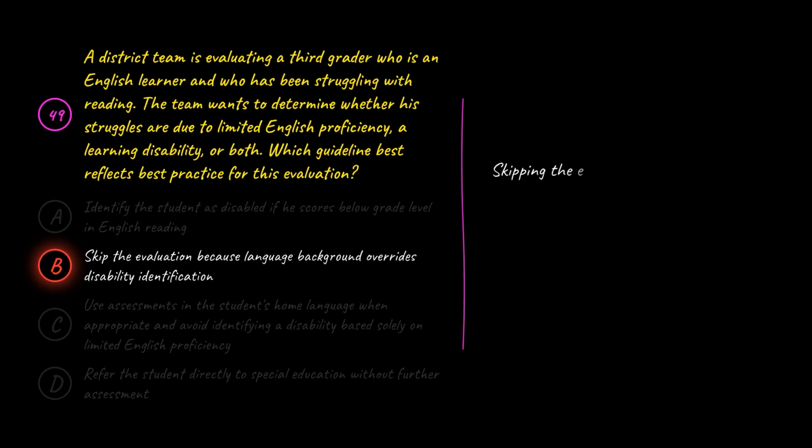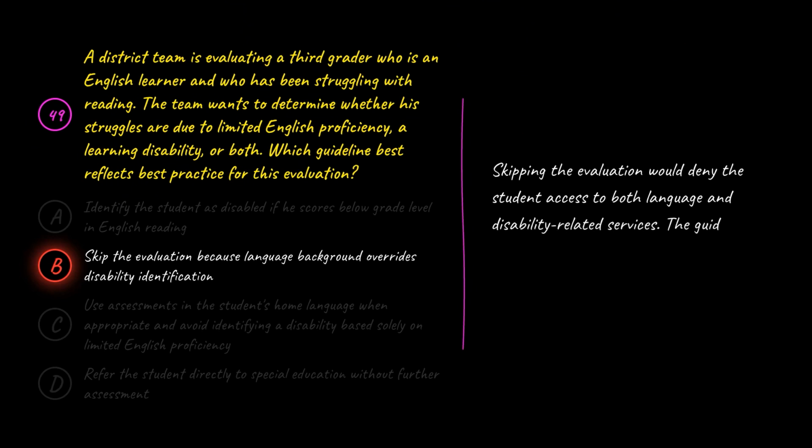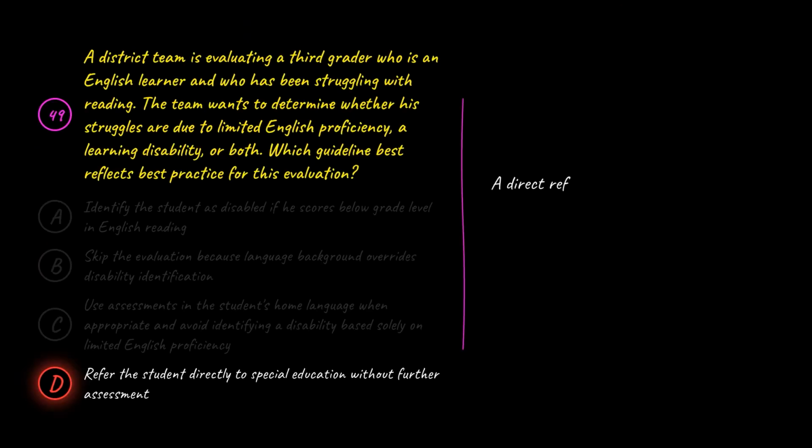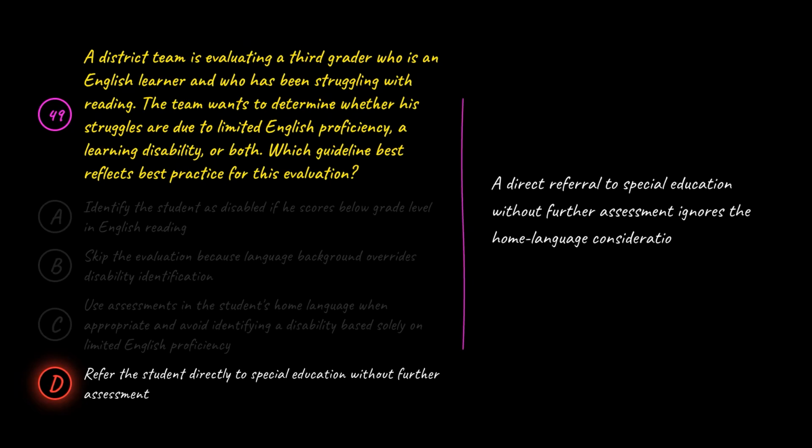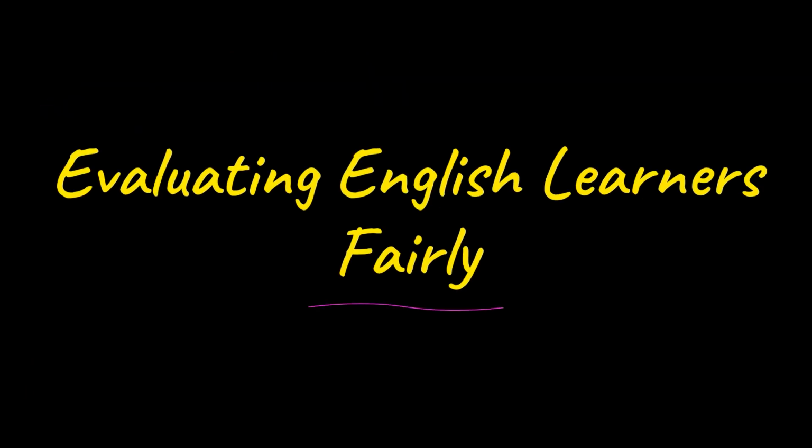B is wrong because skipping the evaluation would deny the student access to both language and disability-related services. The guideline calls for careful, language-sensitive evaluation, not avoidance. D is wrong because A, direct referral to special education without further assessment, ignores the home language consideration and risks misidentification. When an English learner struggles with reading, the challenge may stem from language acquisition, a learning disability, or both.